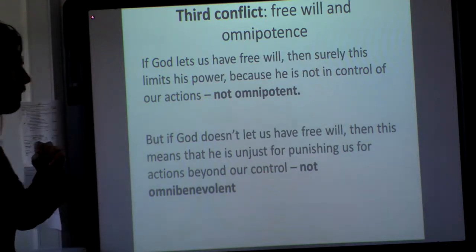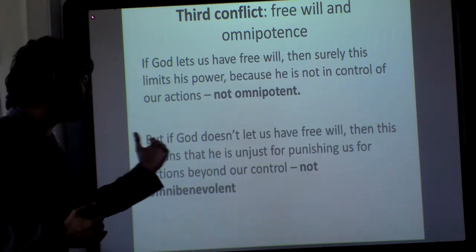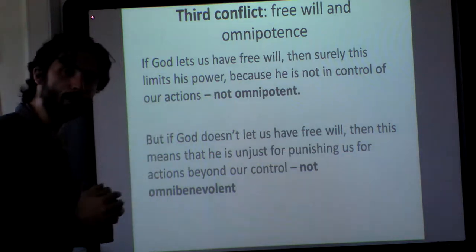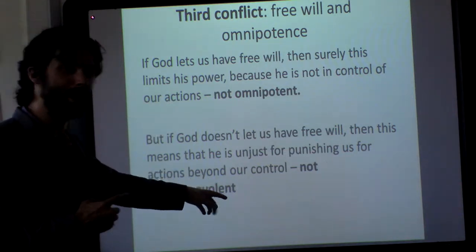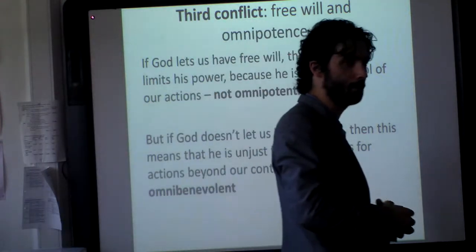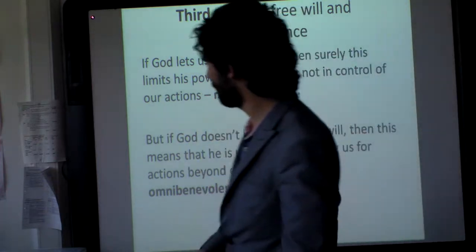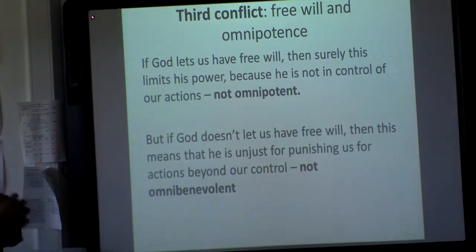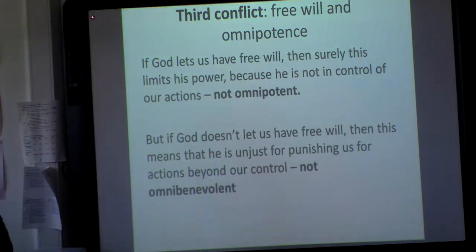But there's a problem, though, because again, if you say that God doesn't let us have free will, so he's fully omnipotent, he controls every little action that we do, then again that goes against the idea of omnibenevolence, because then we have a picture where God punishes us for actions that are beyond our control. So it seems like in this case we have to choose between omnipotence and omnibenevolence, right? But we don't want that, we want both, okay? So let's have a look at answers to this problem.